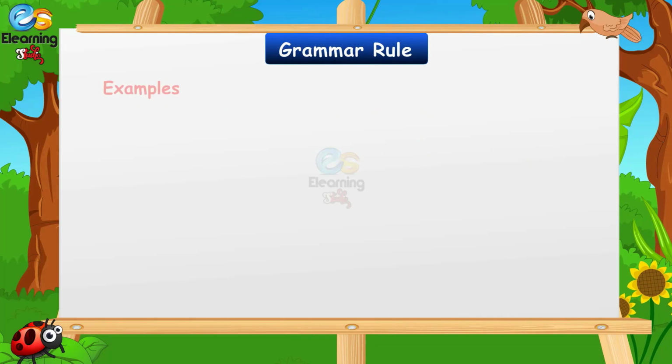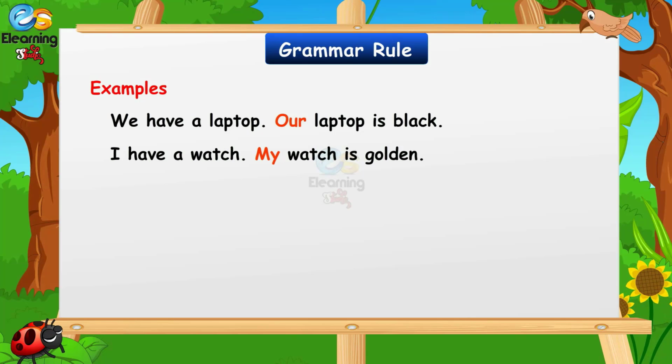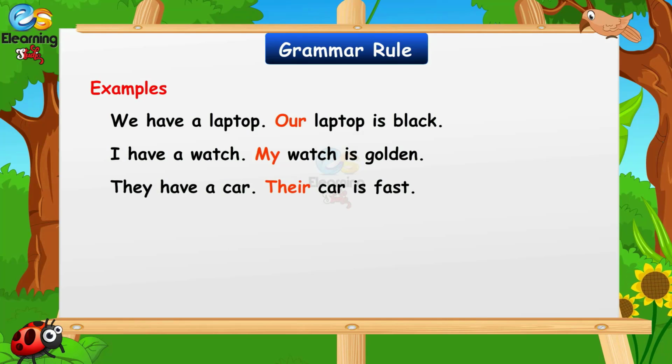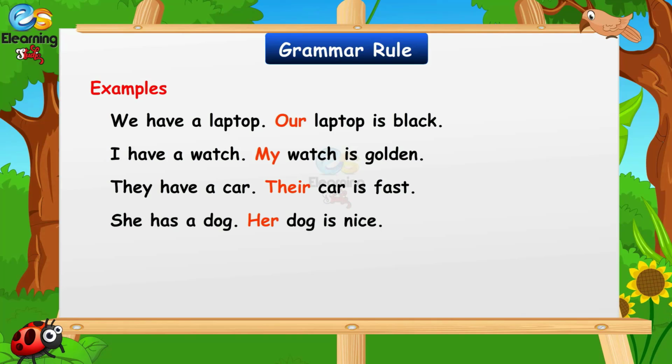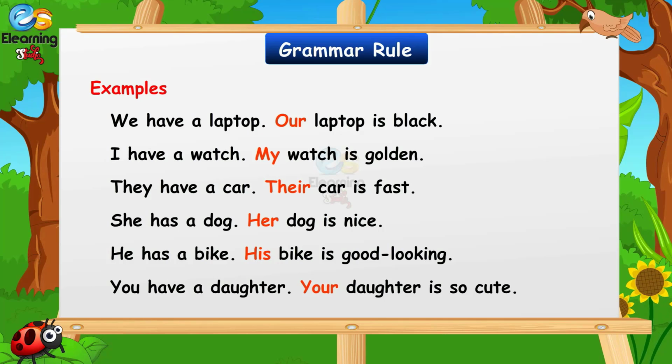Grammar rule. Examples. We have a laptop. Our laptop is black. I have a watch. My watch is golden. They have a car. Their car is fast. She has a dog. Her dog is nice. He has a bike. His bike is good looking. You have a daughter. Your daughter is so cute.